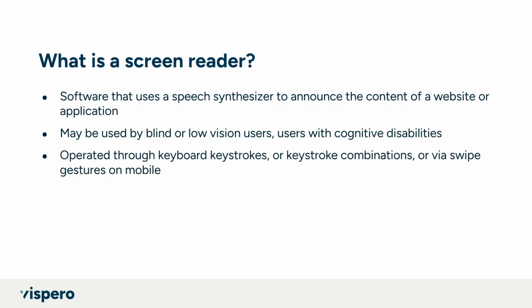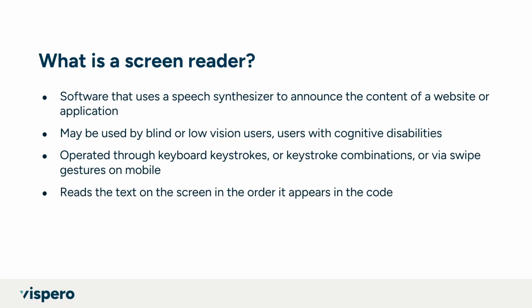If the user is on a desktop or laptop, they can operate the screen reader through keyboard keystrokes or keystroke combinations. If they're on a mobile device, it's more likely that they would use swipe gestures to navigate around. In either case, as the user navigates, the screen reader announces the content from the underlying code of the application. So in the case of a website, it is reading the HTML code.